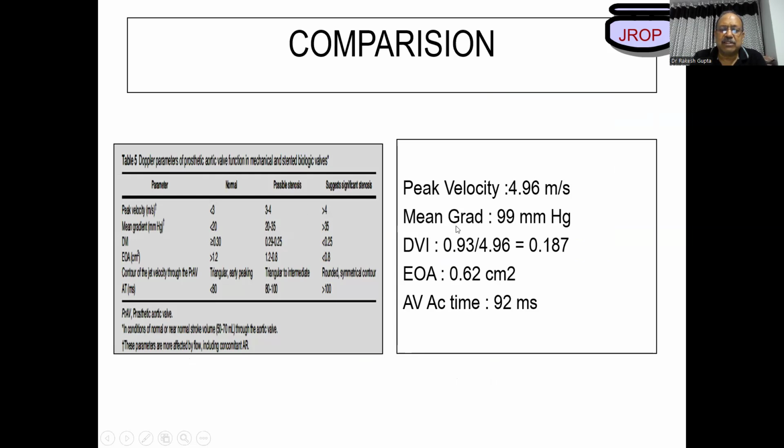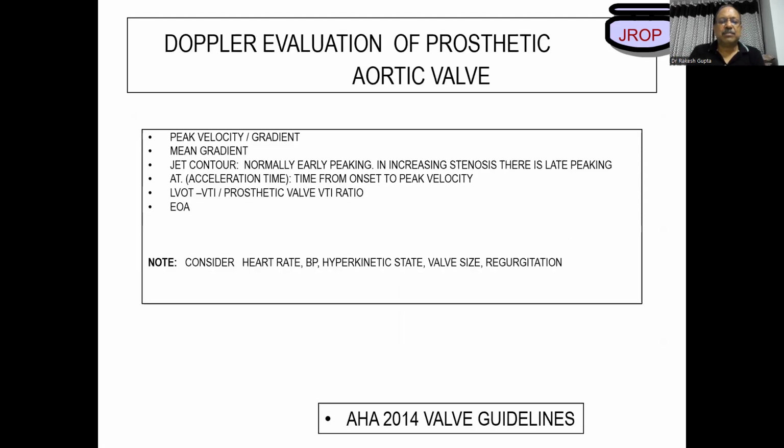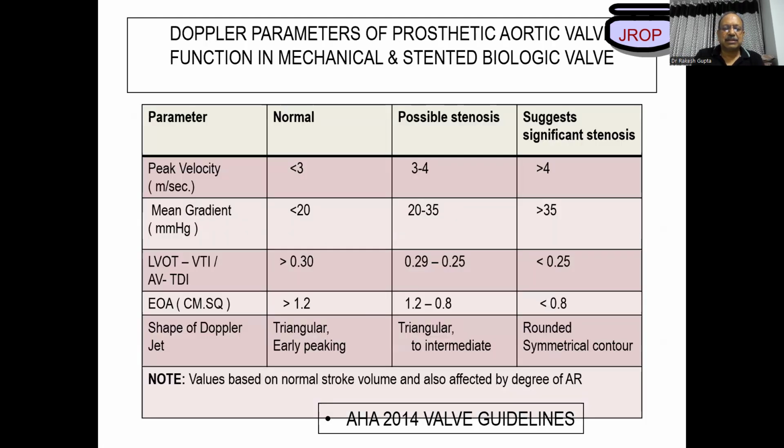More than 35, 99. Less than 0.25, 0.187. Then rounded contour and acceleration time more than 100, this was almost 92. And effective orifice area was only 0.62. So this is the patient who has got stuck prosthetic aortic valve leaflets.